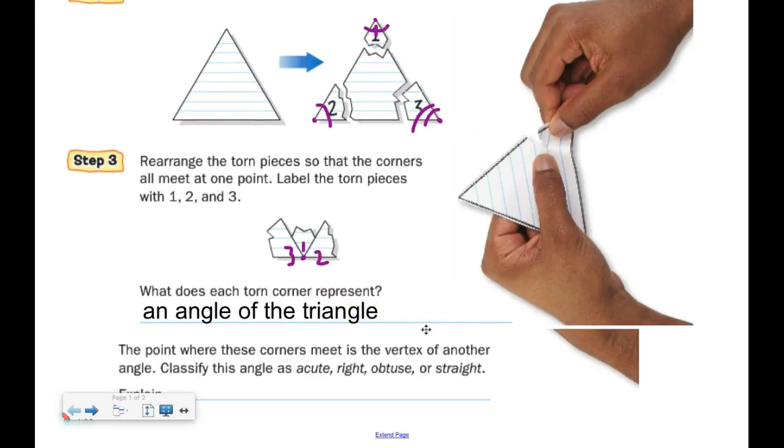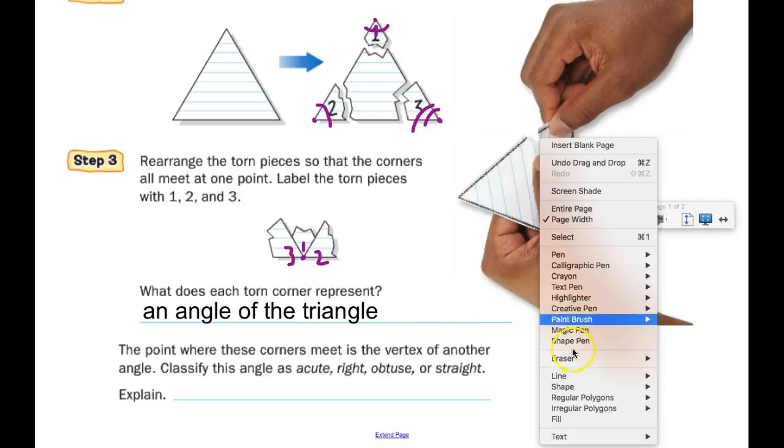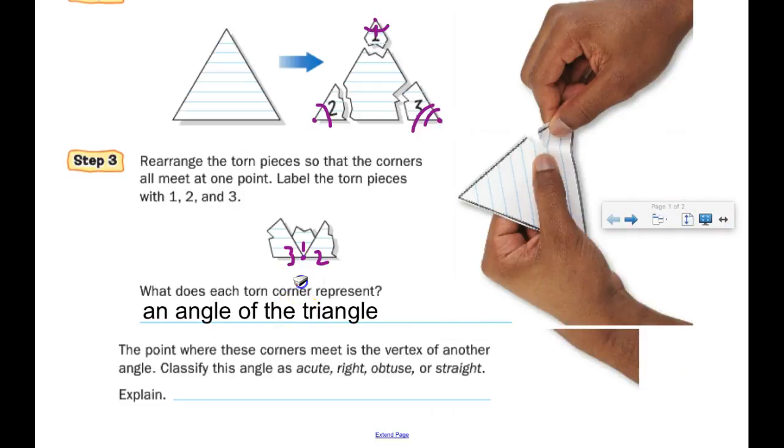The point where these corners meet is the vertex of another angle. Classify this angle as acute, right, obtuse, or straight, and explain. Okay, so here's what they're trying to show you. Let me erase what we have so far over here and kind of come back to this concept.